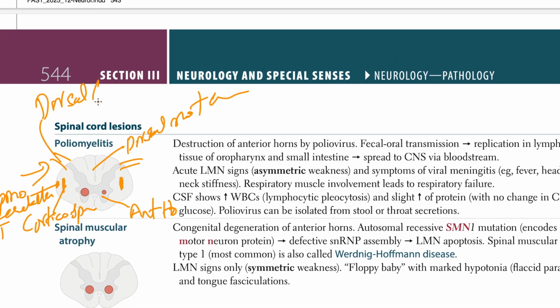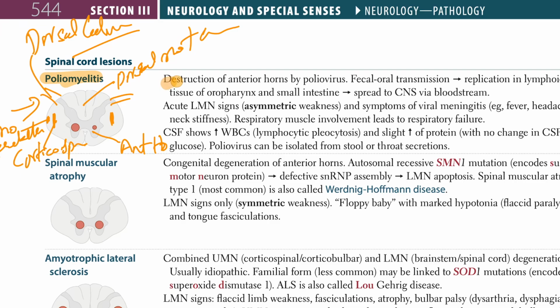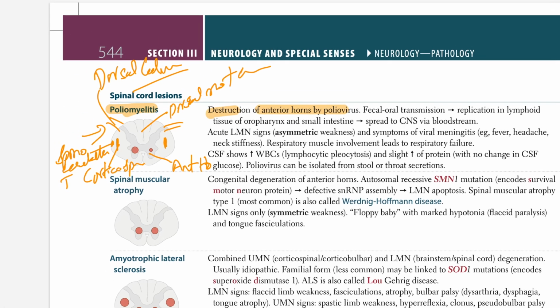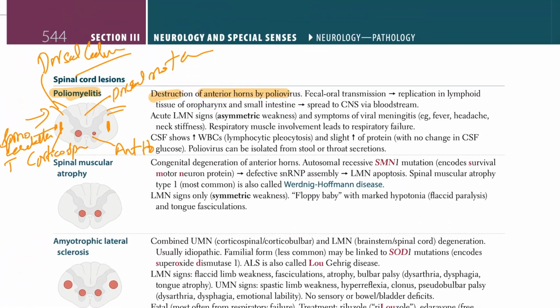Okay, so let's now dive into the first disease we have here, called poliomyelitis. Poliomyelitis is a destruction of the anterior horns by poliovirus, right? Destruction of the anterior horns, which are right here. Poliovirus has fecal-oral transmission, replicates in the lymphoid tissue of the oropharynx and small intestine, and leads to spread into the CNS via the bloodstream. From fecal-oral all the way to oropharynx to small intestine, then via the bloodstream to the CNS.